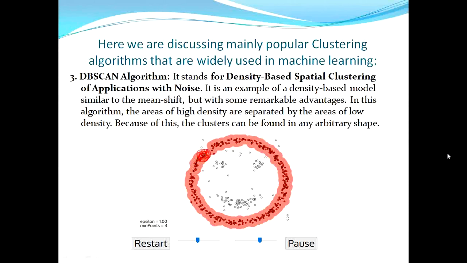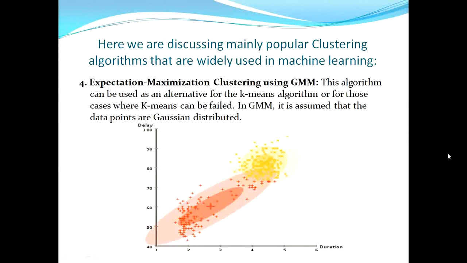The expectation maximization clustering using GMM. This algorithm can be used as an alternative for the k-means algorithm, or for those cases where k-means can fail. In GMM, it is assumed that the data points are Gaussian distributed.